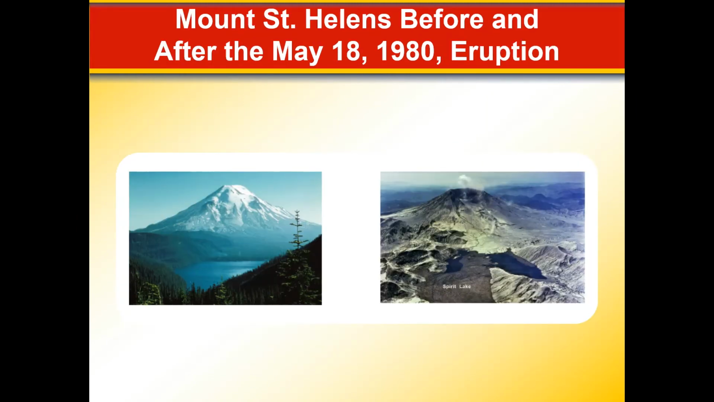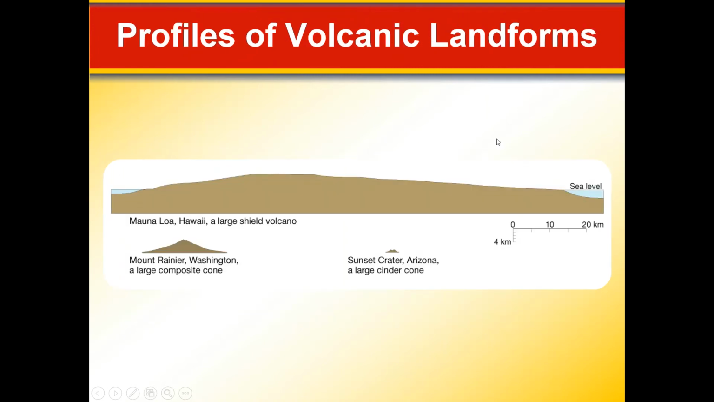So another composite volcano. This is Mount St. Helens before and after the eruption in May 18, 1980. As you can see here, this is Spirit Lake. And after the eruption, this was filled with your volcanic materials, and the whole landscape has been erased. So this is a size comparison. Mauna Loa, your Mount Rainier, and Sunset Crater, considered a large cinder type. So this is rather small.